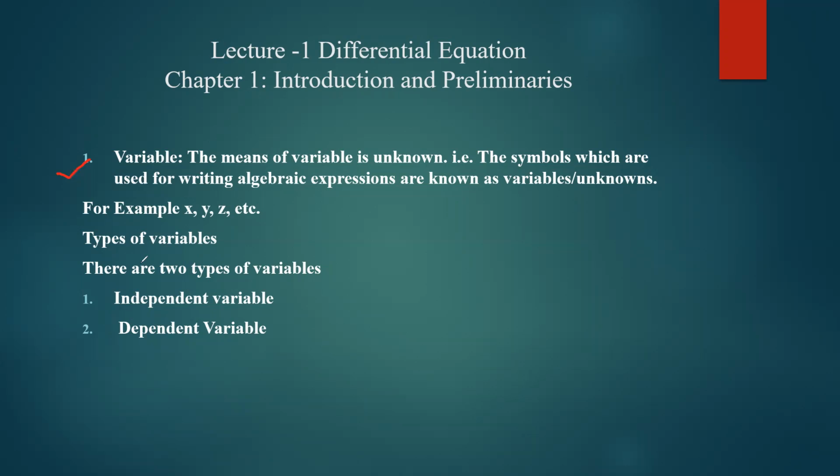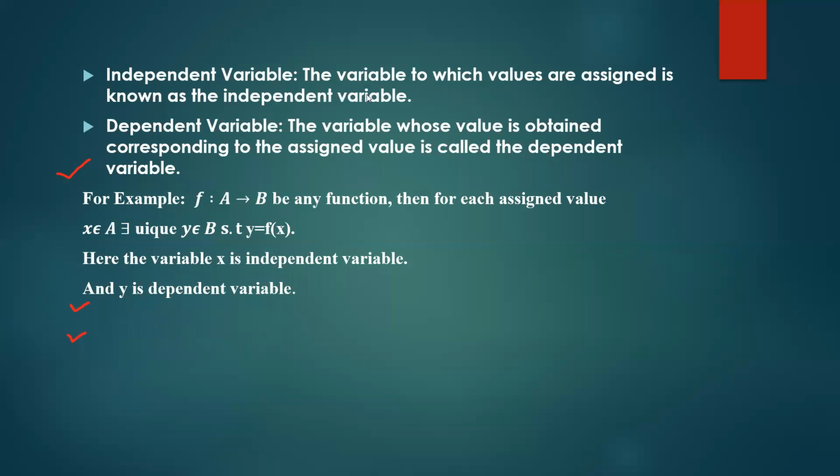Now we go for types of variables. There are two types of variable. First one, independent variable, and second is dependent variable. So what is independent variable and what is dependent variable? I will make you understand. The variable to which value are assigned is known as the independent variable. And the variable whose value is obtained corresponding to the assigned value is called the dependent variable.